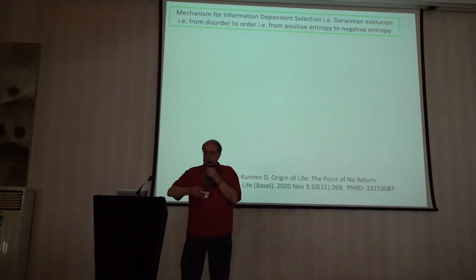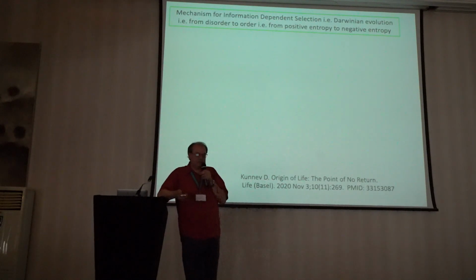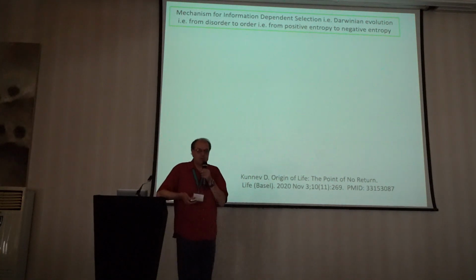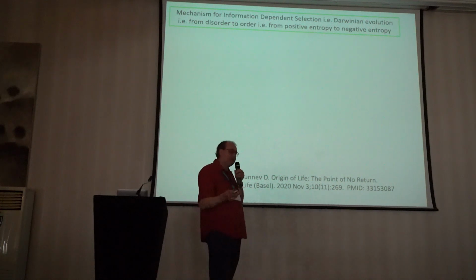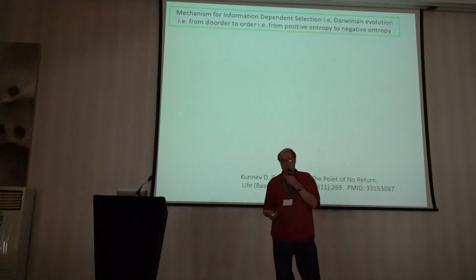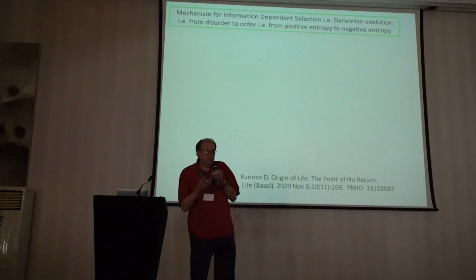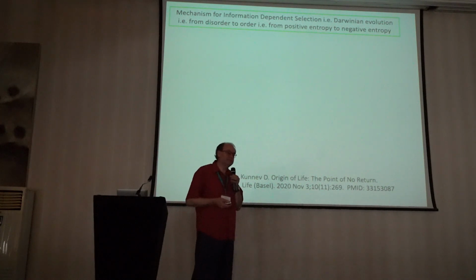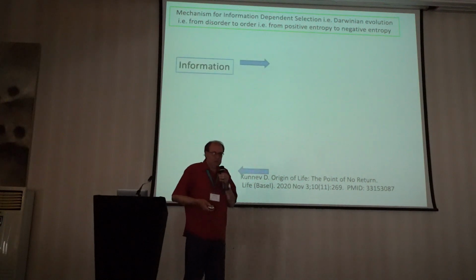So, let's try to answer the questions which I listed a few minutes ago. What is the mechanism of information-dependent selection? How does Darwinian evolution work? How does biology go from disorder to order, or from positive entropy to negative entropy? I mean, these are absolutely fabulous questions. What are the nuts and bolts, the mechanisms which actually do that in biology?